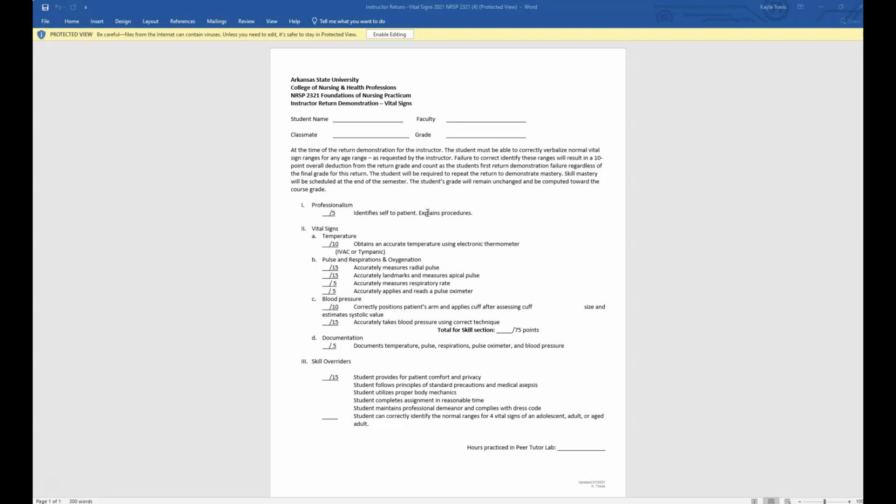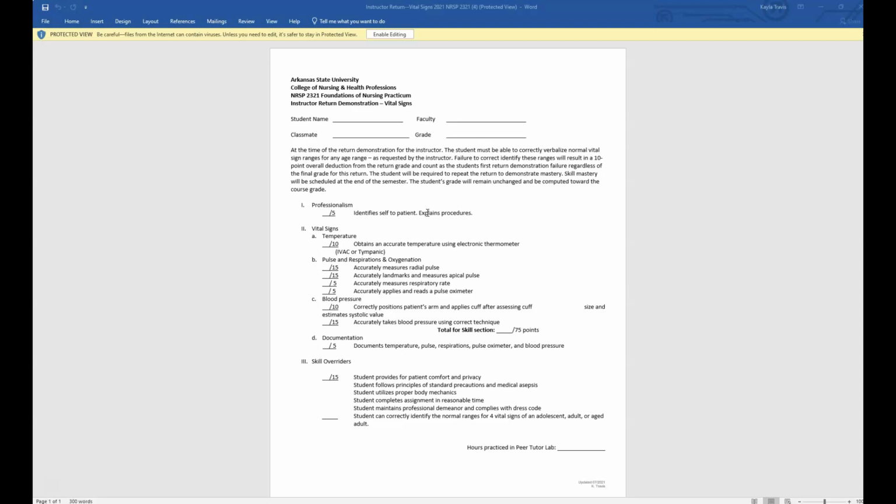Utilizing proper body mechanics, your bed will need to come to your waist level, and your instructors will be showing you how to utilize those beds over the course of the next couple of weeks. And then completing your assignment in a reasonable time. You shouldn't take more than about 10 minutes to do a set of vital signs.